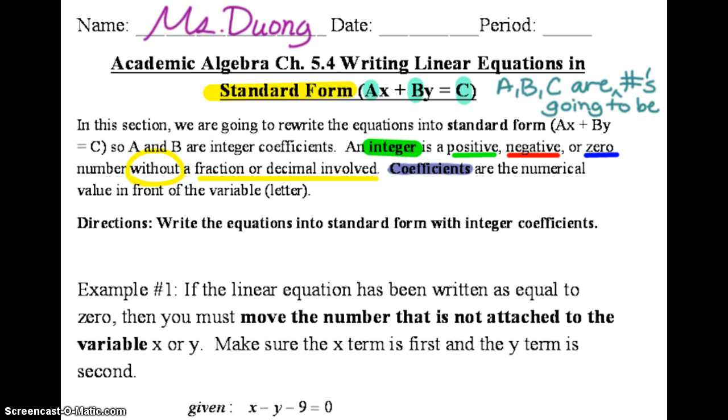What's a coefficient though? A coefficient is like a coworker. A coworker is somebody you work with. A coefficient goes with something. It goes with that variable. Coefficients are numerical values in front of those variables. In our standard form, it's in front of an x or a y. So, the directions state they want you to write the equations into standard form with integer coefficients. That's our goal and objective today.